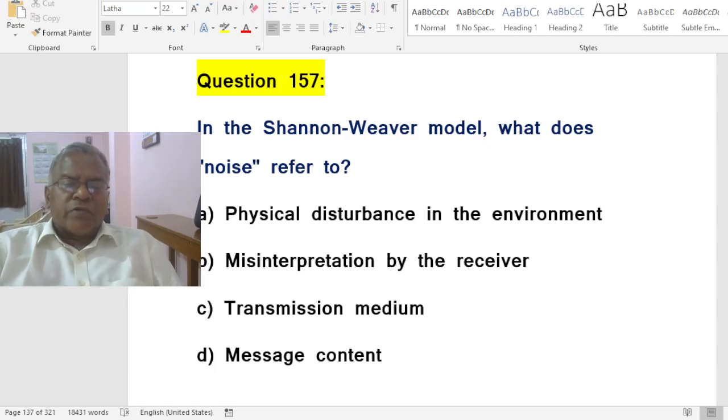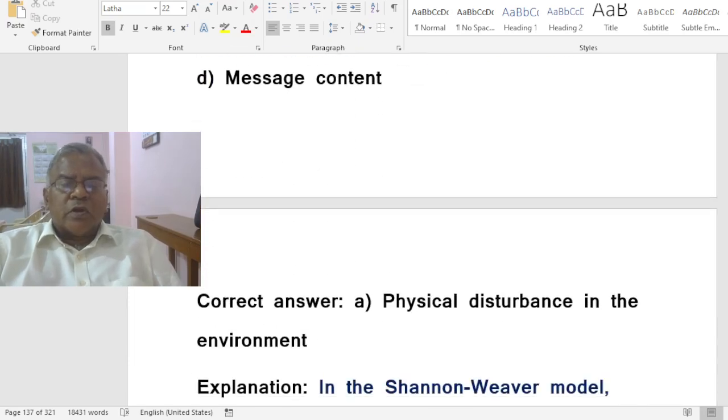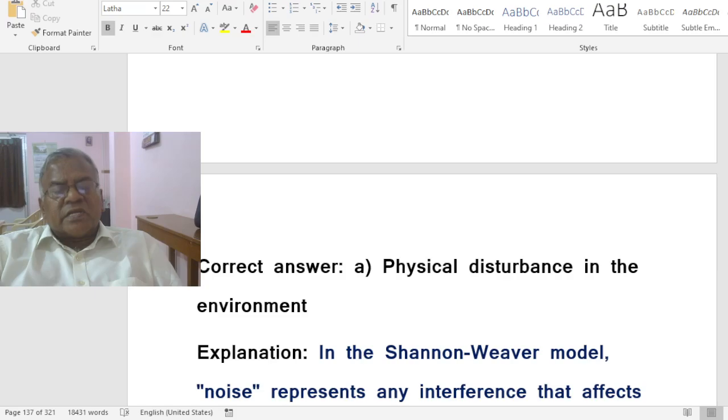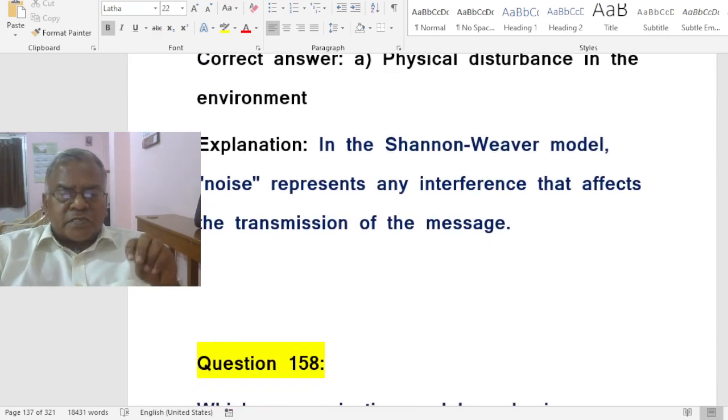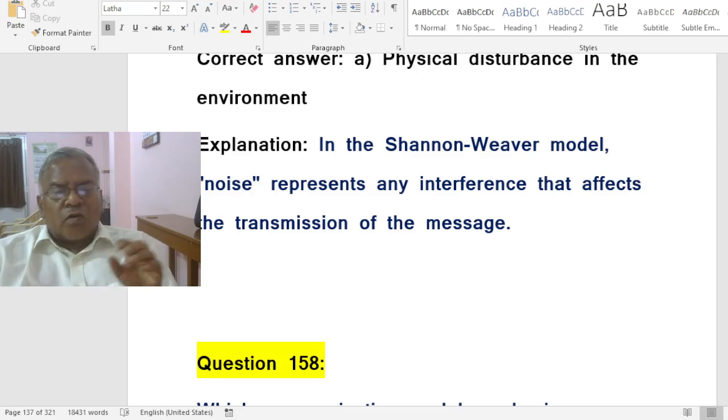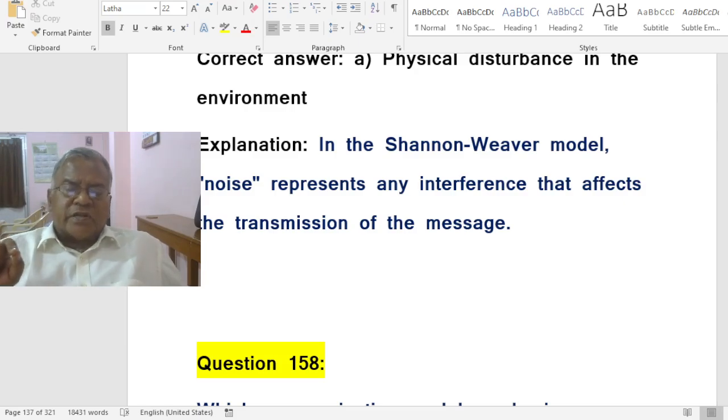In the Shannon-Weaver model, what does noise refer to? That is physical disturbance in the environment. In the Shannon-Weaver model, noise represents any interference that affects the transmission of the message. So that is noise according to the Shannon-Weaver model.